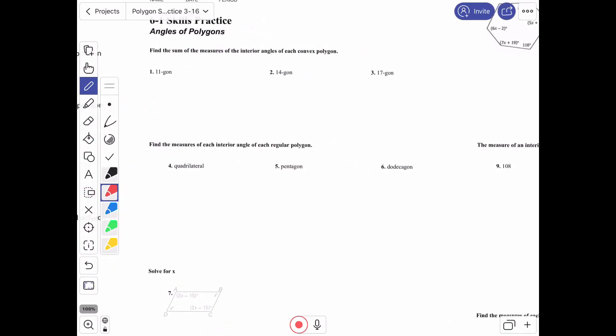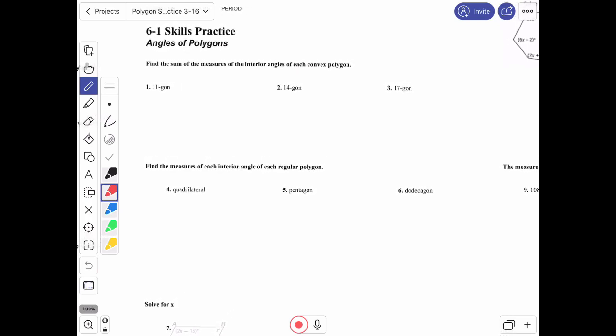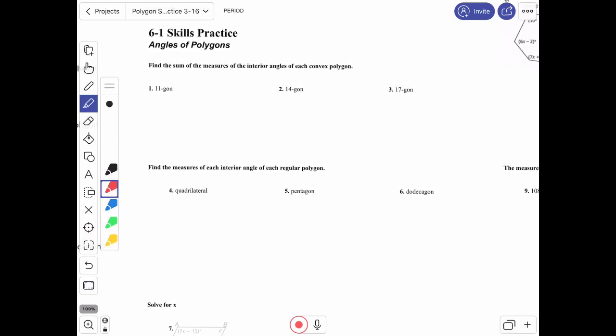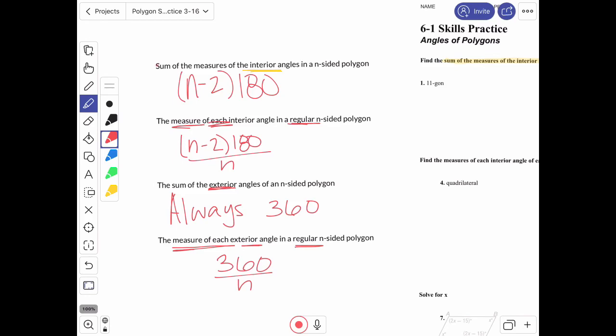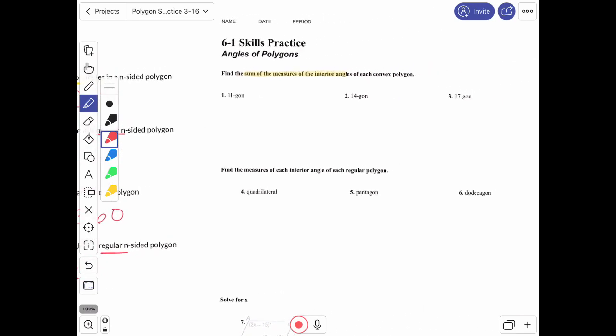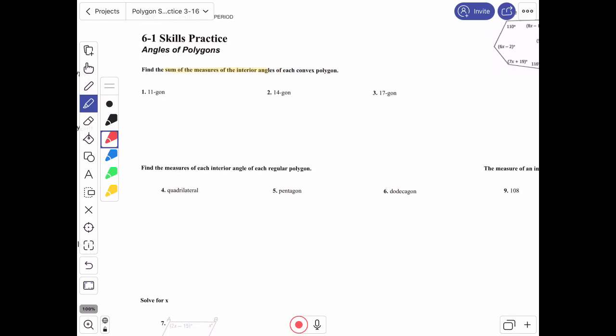But I'm going to continue over to these. So for the first part, it says find the sum of the measures of the interior angles. So when I'm talking about the sum, there's only two formulas, so either this one or this one, okay? And then it specifically talks about interior angles, so I know I'm going to use the n minus 2 times 180.